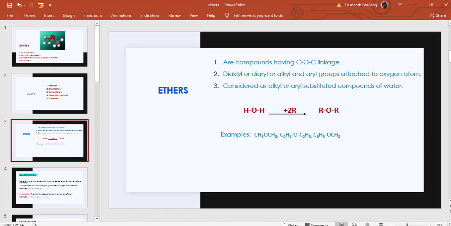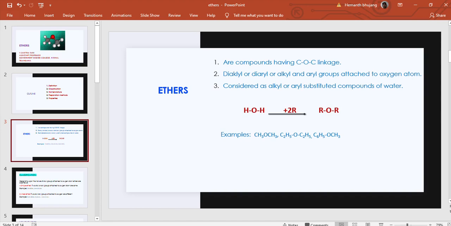So coming to the introduction of ethers, what are ethers? Ethers are the compounds which have C-O-C linkage in them. So they should have carbon-oxygen-carbon linkage, then only we can call them ethers. You can also write it as ROR. R is nothing but an alkyl group. That means if the oxygen on either side is attached to R groups, that is also known as an ether.